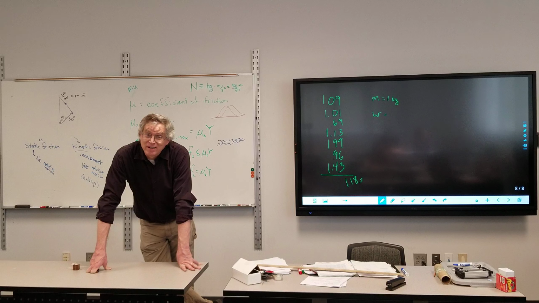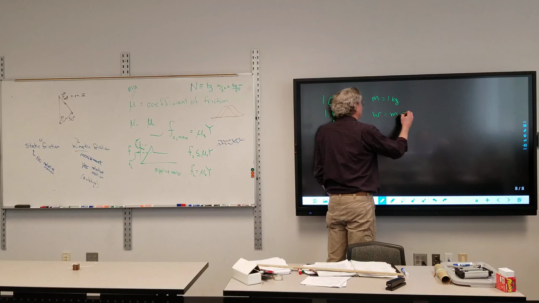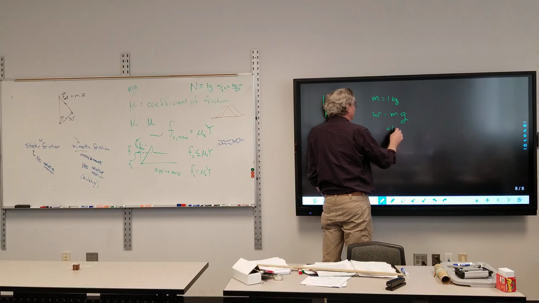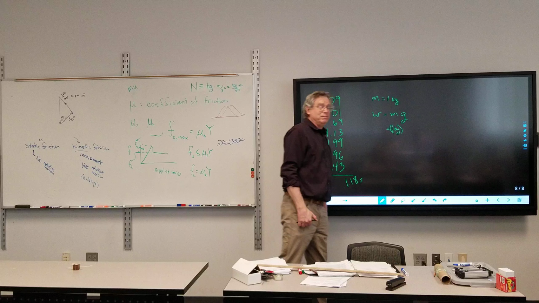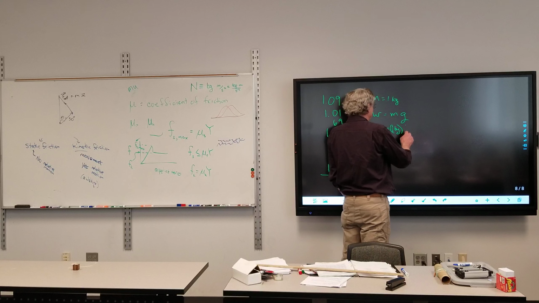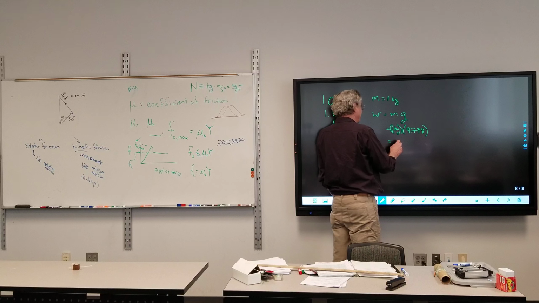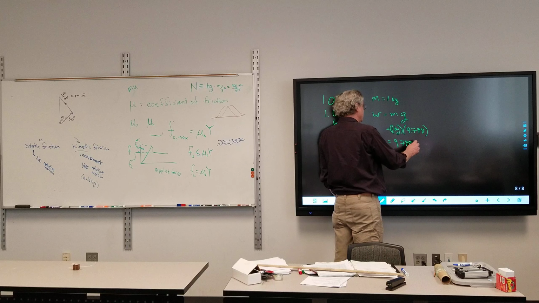Mass times acceleration due to gravity, or gravitational acceleration. W equals mg. So the mass is 1 kilogram. G, it said 9.798. That's what it is for Winston-Salem. Sure, let's go for that, 9.798. And so the weight of my object is 9.798 newtons.